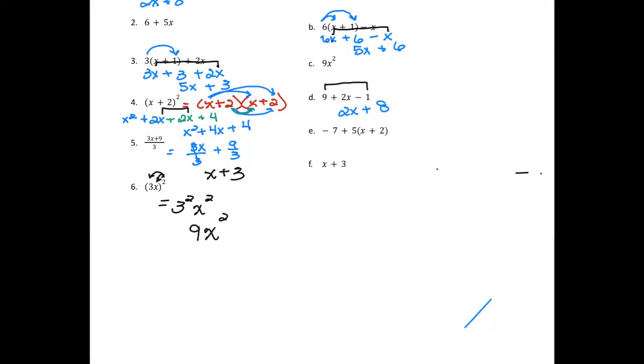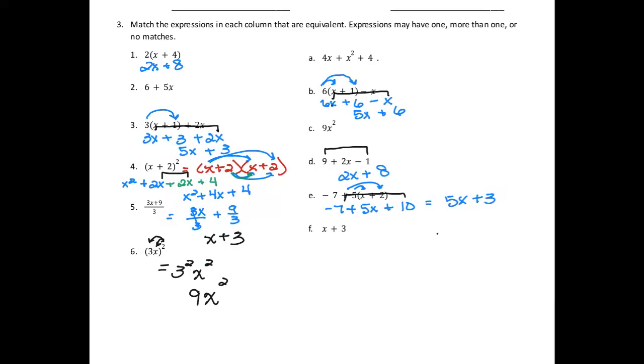Am I going too fast? Okay. Over here, 5 times x, 5 times 2, that gives me negative 7 plus 5x plus 10. And you're going to simplify those constants, which gives you 5x plus 3. And I think that leaves them all simplified.